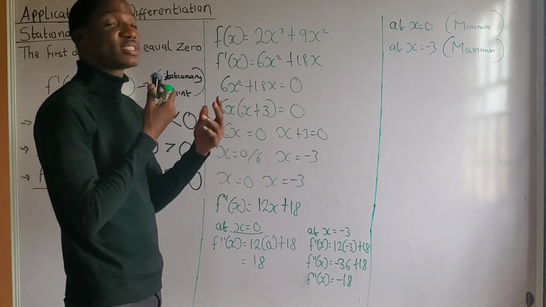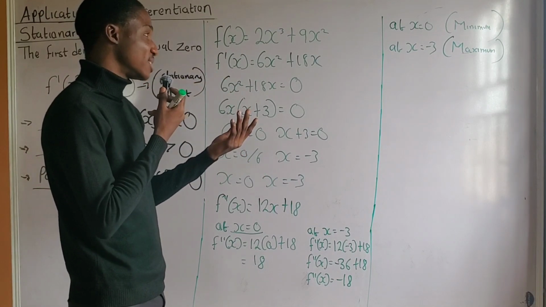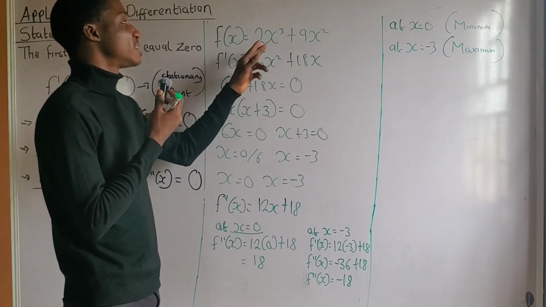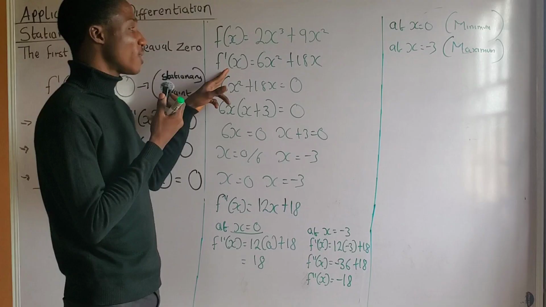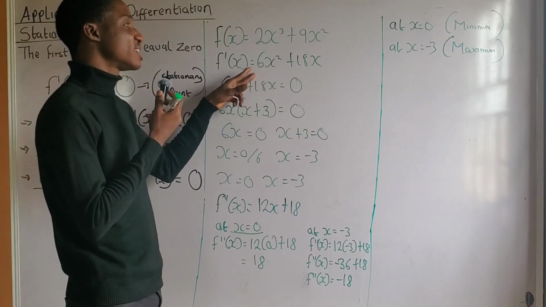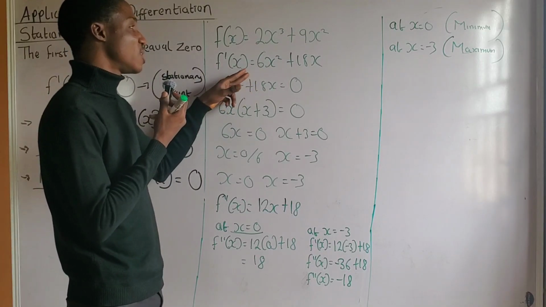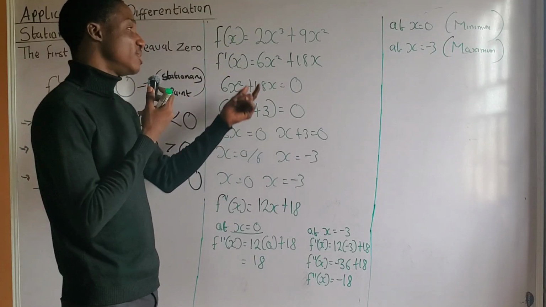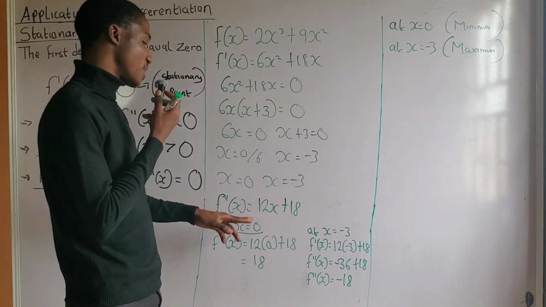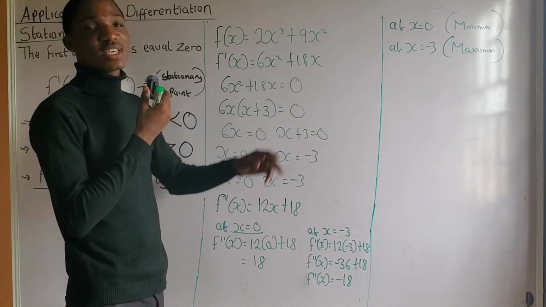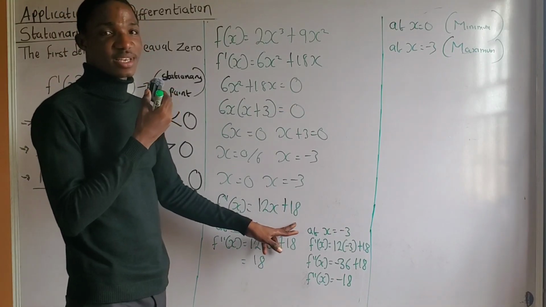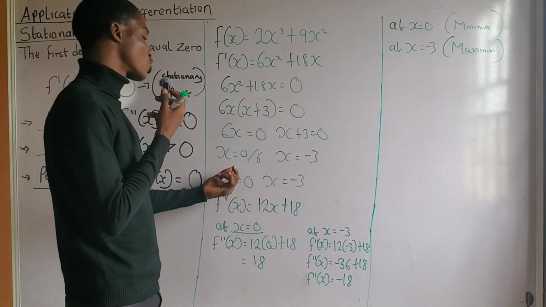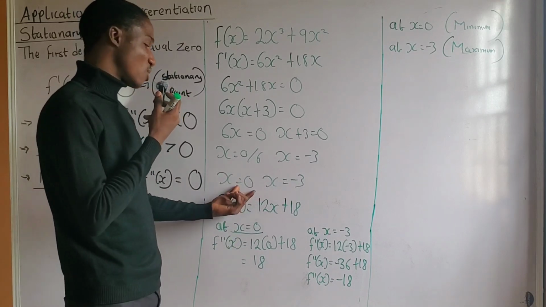So therefore, I take the second derivative of f of x. Are you getting it? The first derivative is this, so differentiating this function one more time will give me the second derivative of f of x. Do you understand? Differentiate 6x squared, you're going to have 12x. Differentiate 18x, you're going to have plus 18.